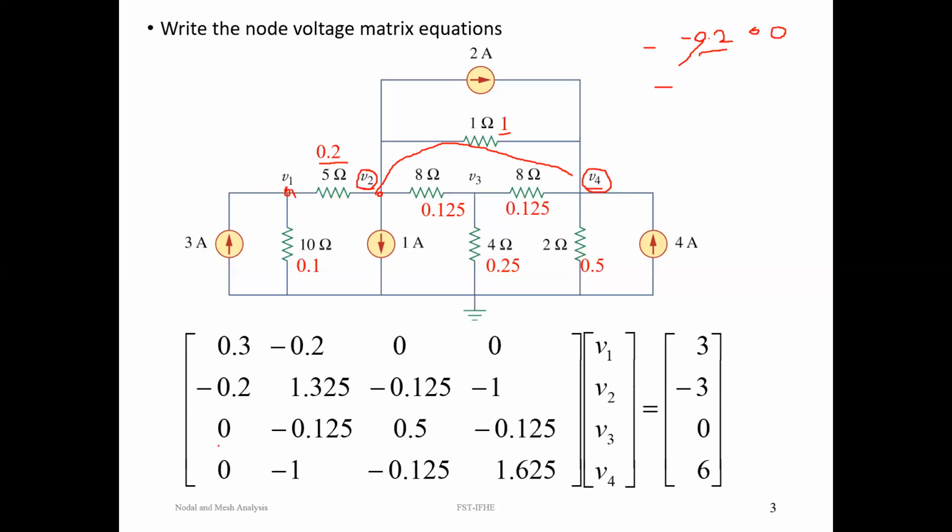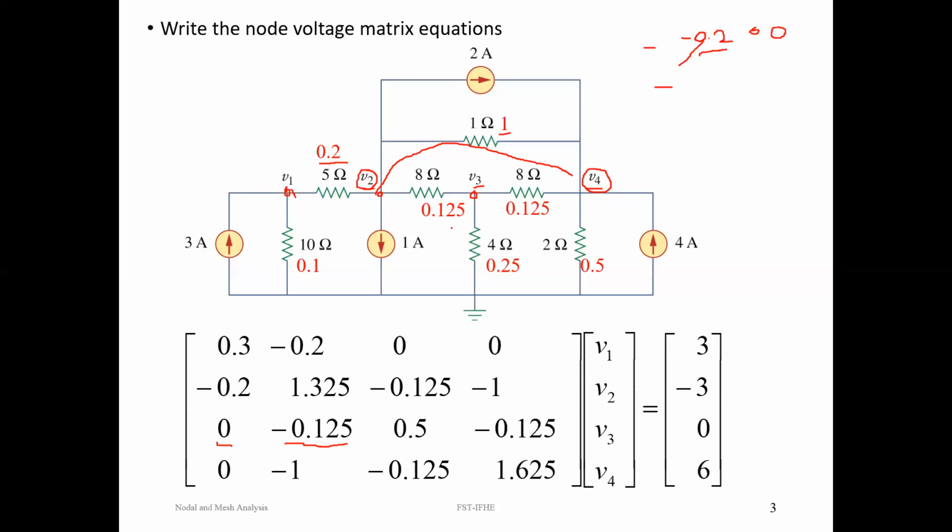You can observe, if you take a third node here, no element is common between third node and first node. Therefore, the 3, 1 element is 0. And then the conductance common between third node and second node is 0.125, so it is minus 0.125. And then this is a diagonal element.